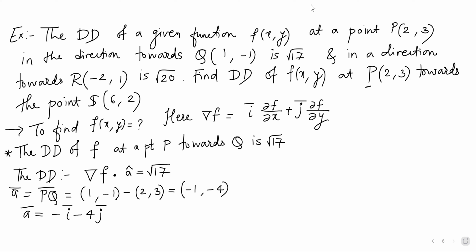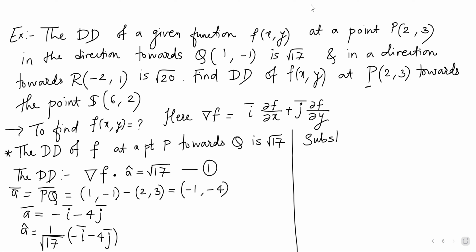So what is A cap? A cap is 1 upon under root, it will be 1 square is 1 and 4 square is 16, that is root 17, times minus i bar minus 4j bar. I'll call this equation number 1. So substituting in 1.